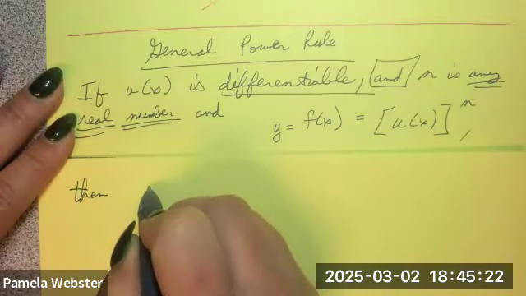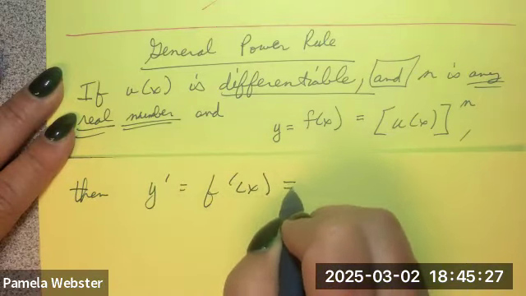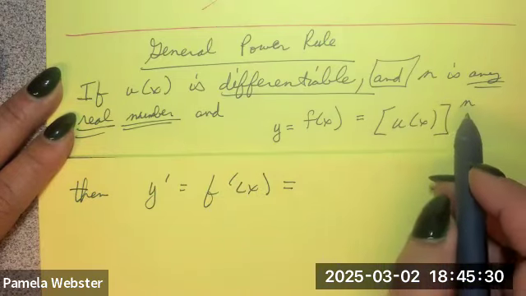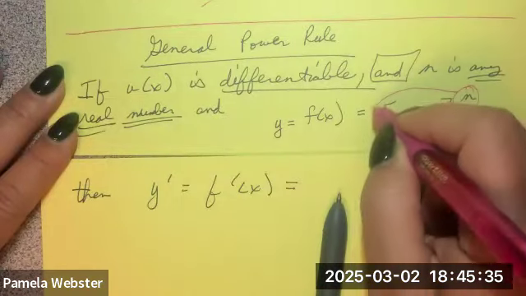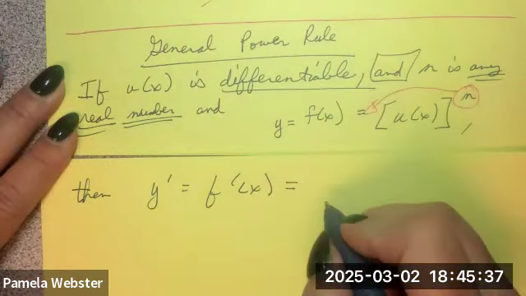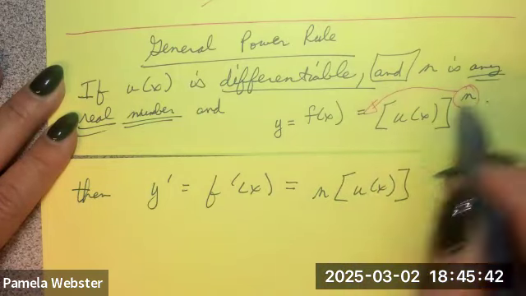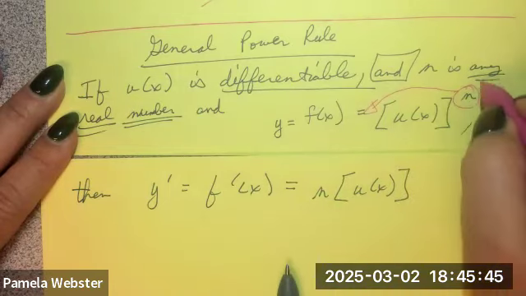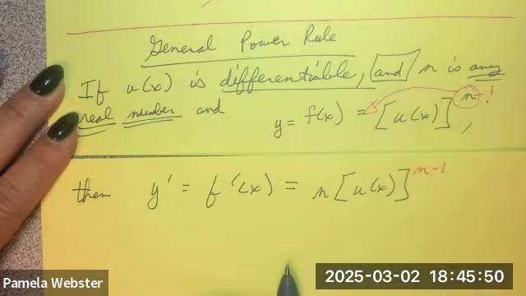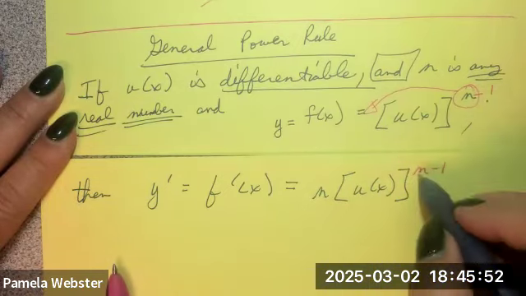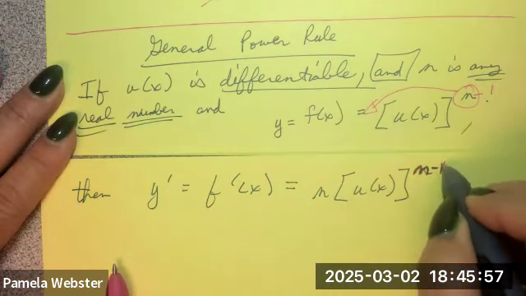Then y prime equals f prime of x equals, and this is what we're going to do. It's going to look just like our power rule. We take this exponent and multiply it out in front, n times u of x. What happens to the exponent? We subtract 1, so it's to the n minus 1. That looks just like what we've been doing.